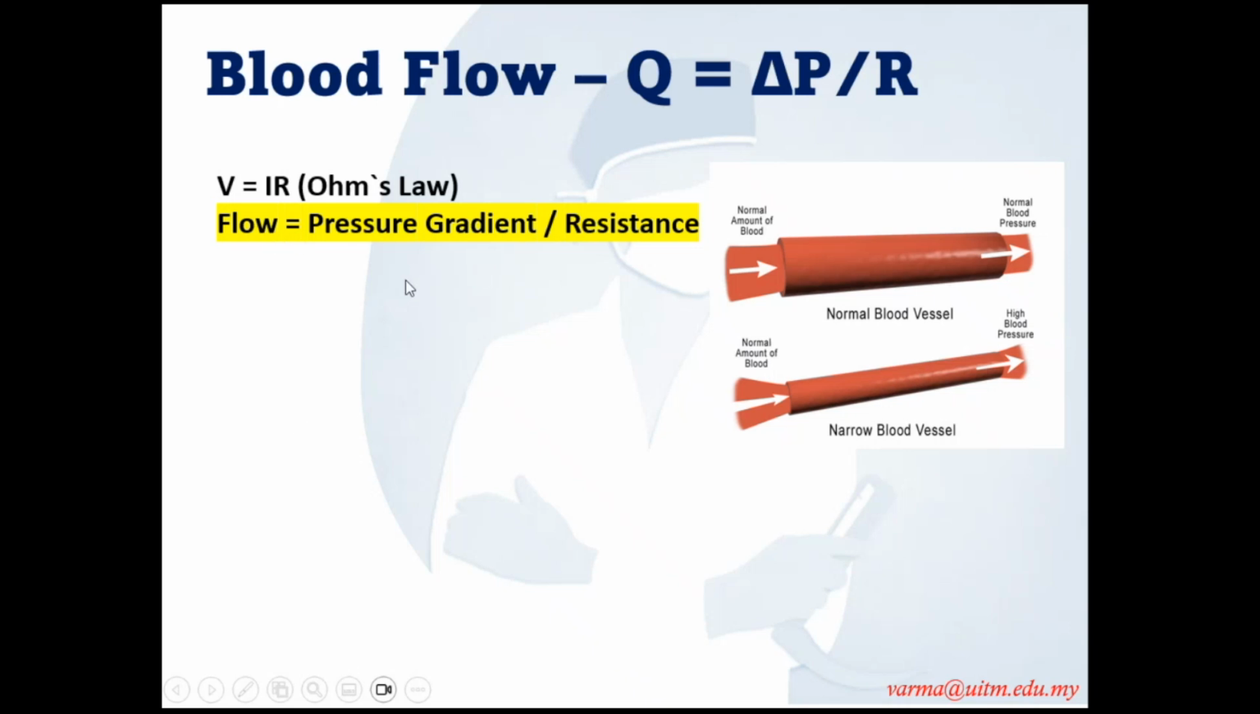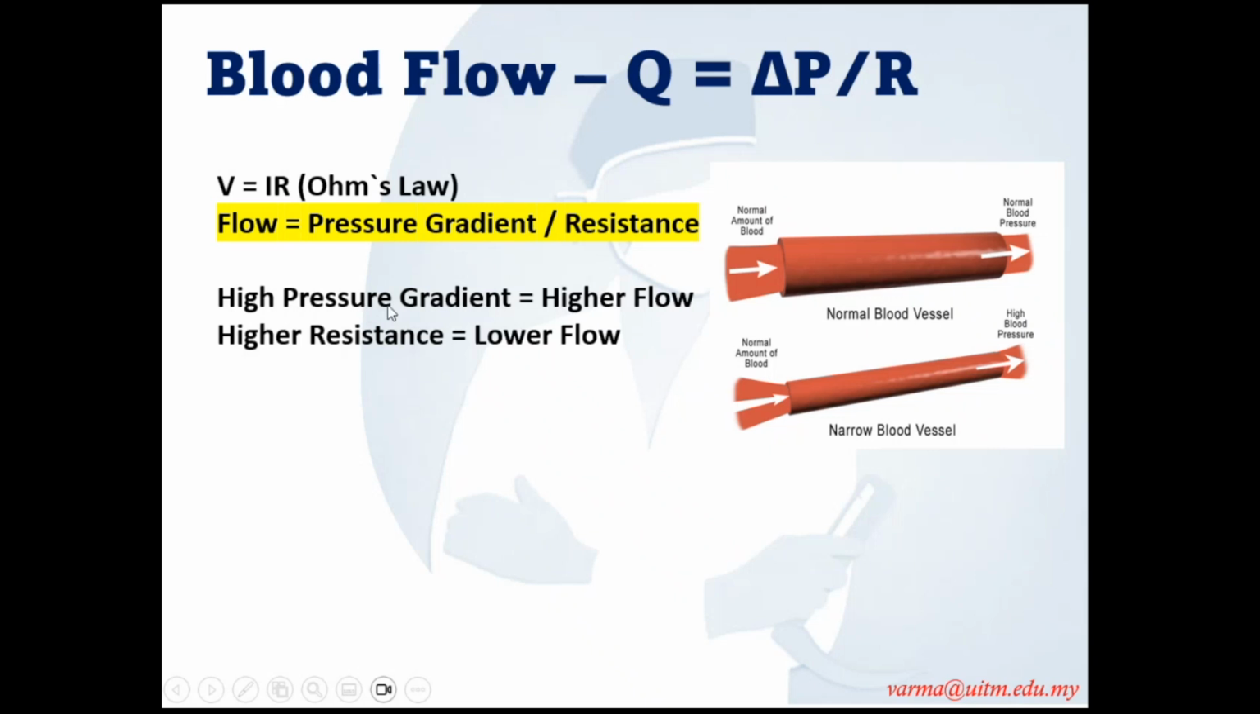If you rearrange, MAP is equivalent to cardiac output times systemic vascular resistance. Since resistance is higher in a patient who is vasoconstricted, of course your MAP will be higher. High pressure gradient, higher flow. Pressure gradient is directly proportional to your flow. High pressure gradient, higher flow. If you have two venous systems, to give a simple example of your blood, you are pushing blood into a patient.